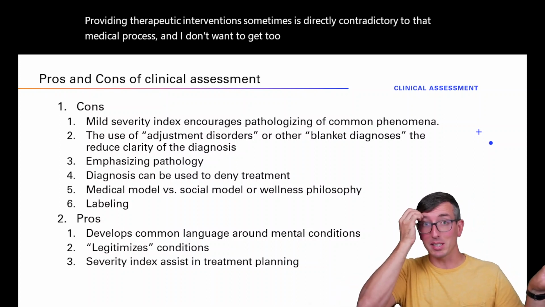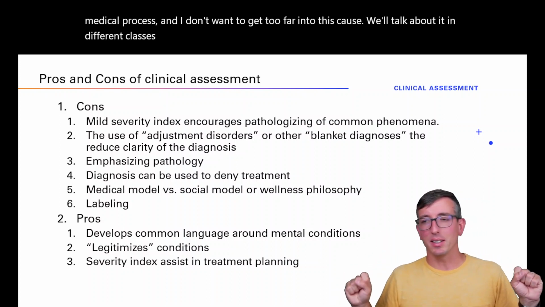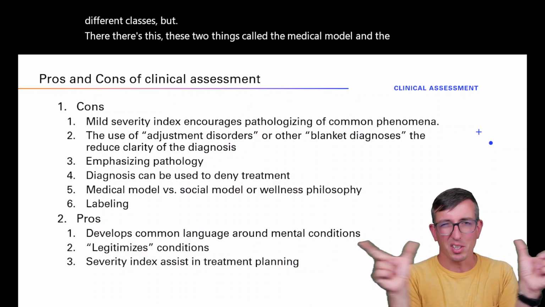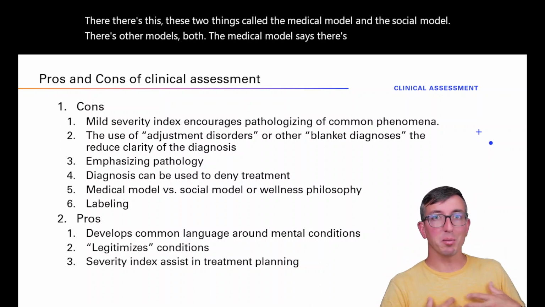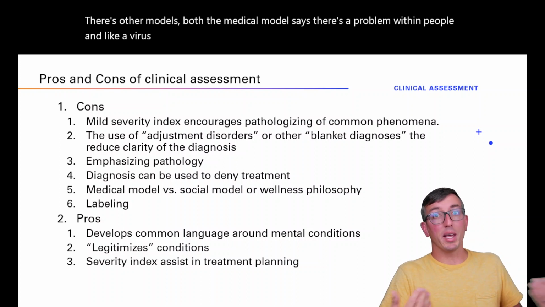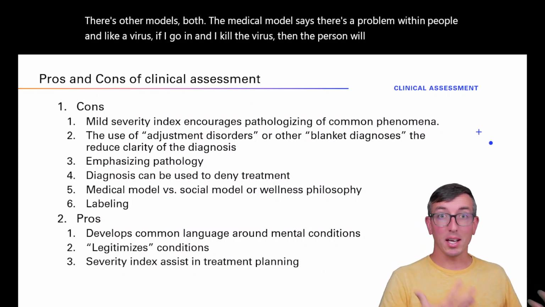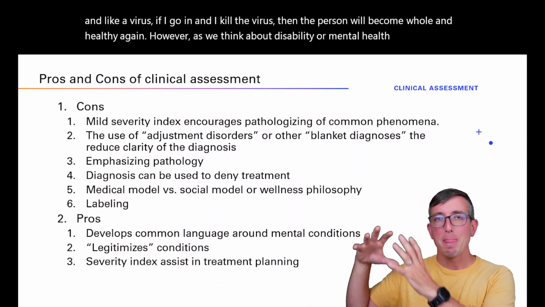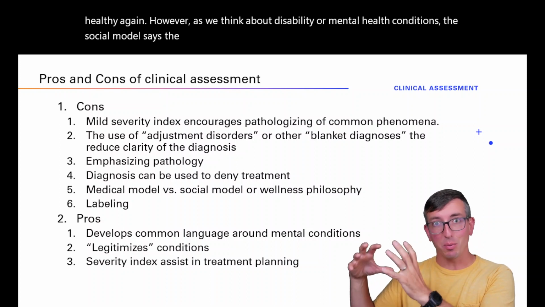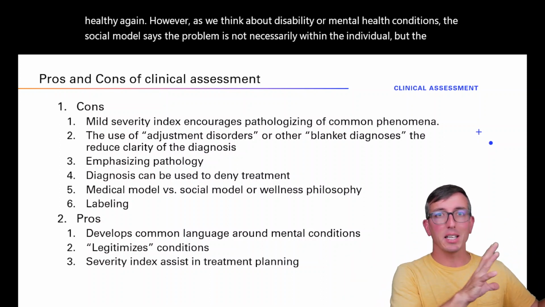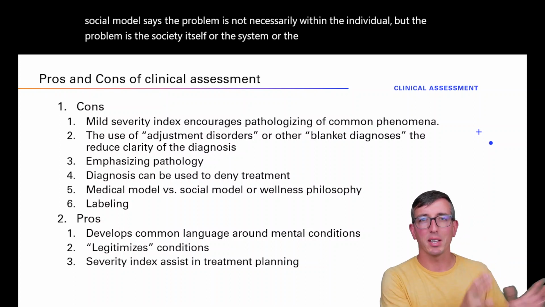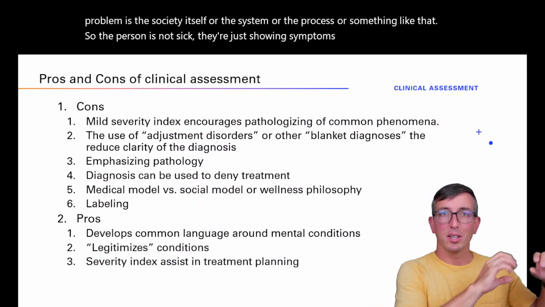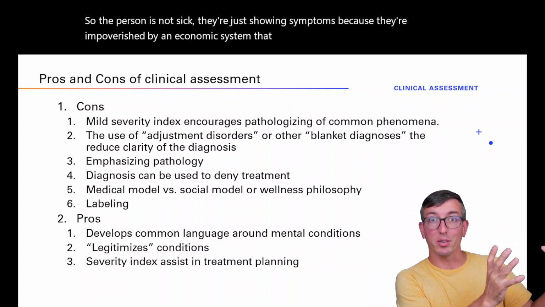And I don't want to get too far into this because we'll talk about it in different classes. But there are these two things called the medical model and the social model. There are other models, but the medical model says there's a problem within people, and like a virus, if I go in and kill the virus, then the person will become whole and healthy again. However, as we think about disability or mental health conditions, the social model says the problem is not necessarily within the individual, but the problem is the society itself, or the system, or the process. So the person is not sick. They're just showing symptoms because they're impoverished by an economic system that doesn't work or disadvantages people.